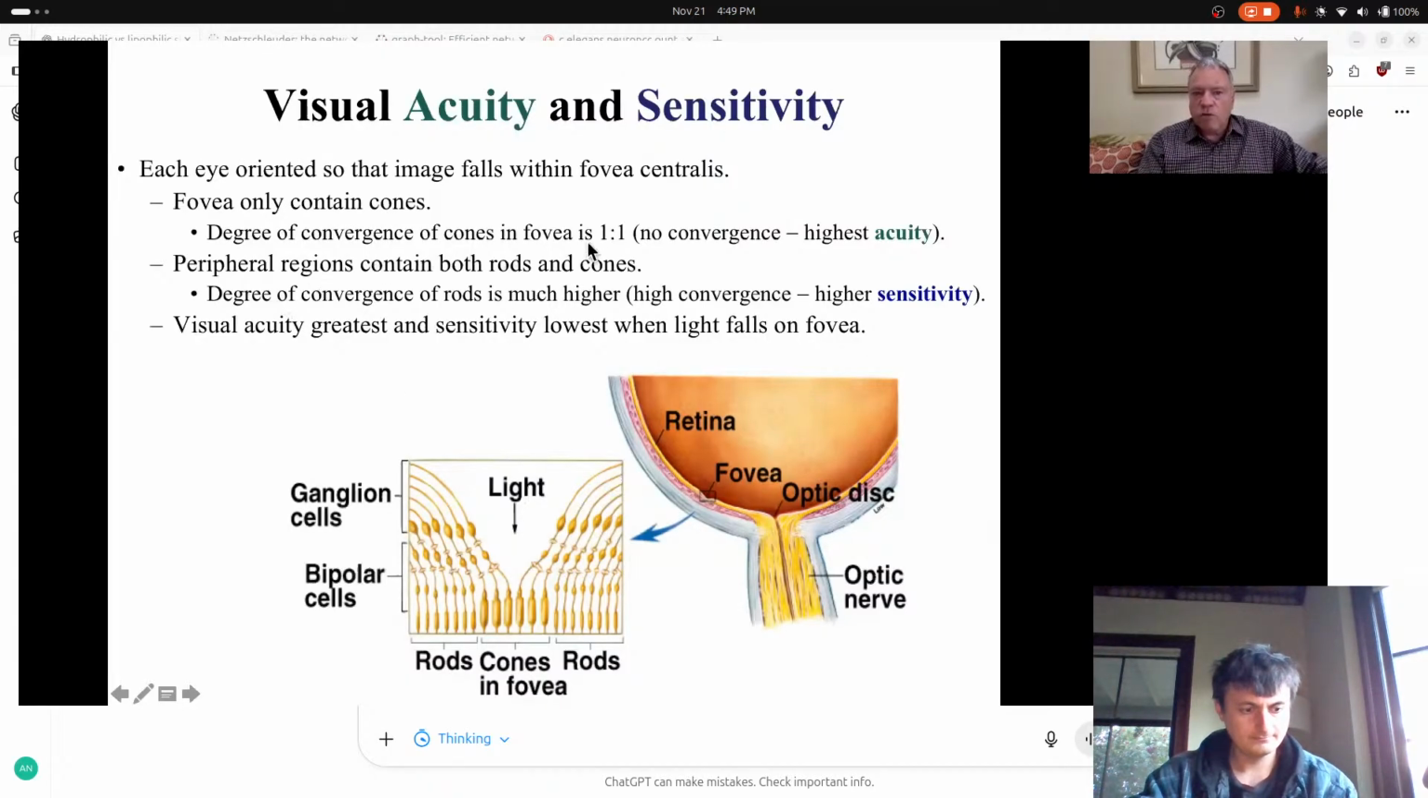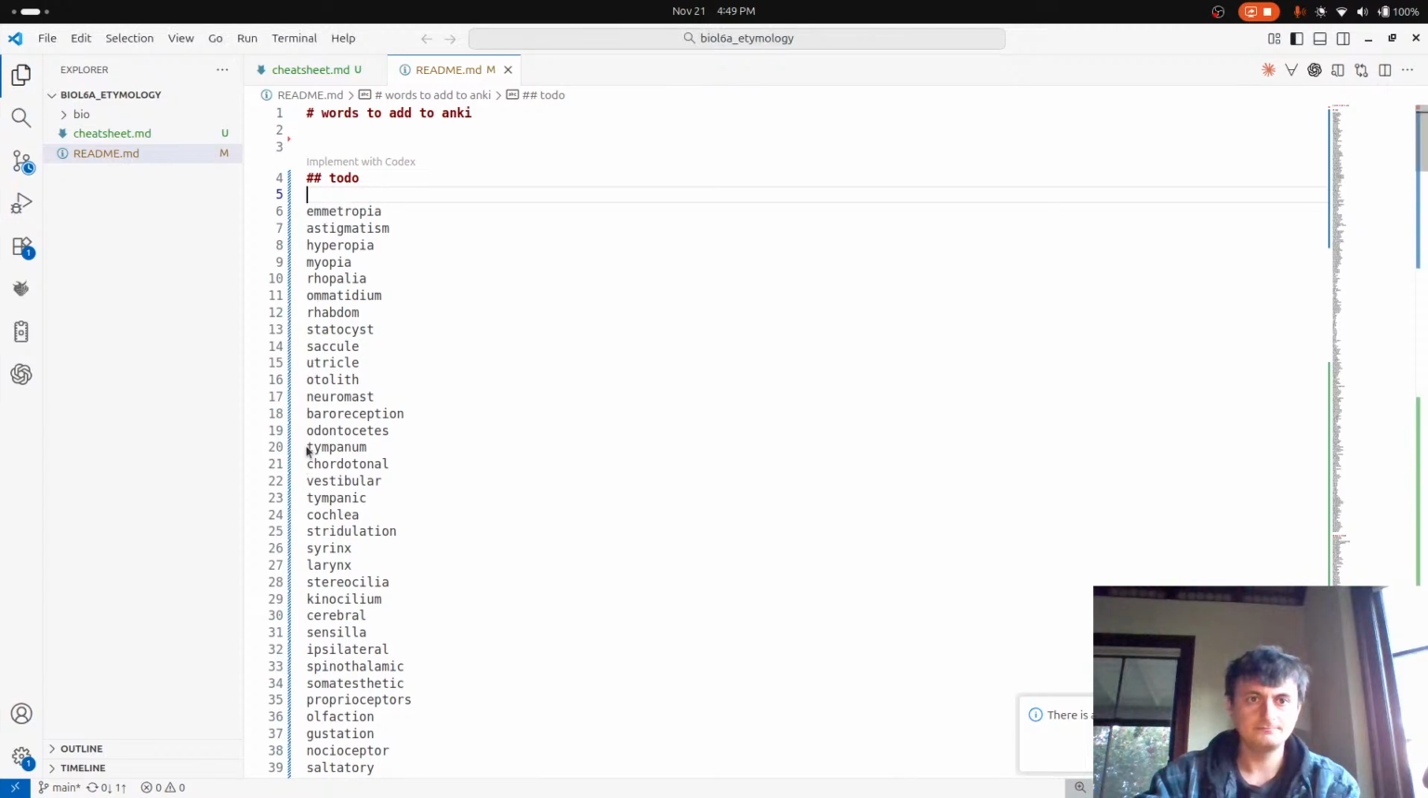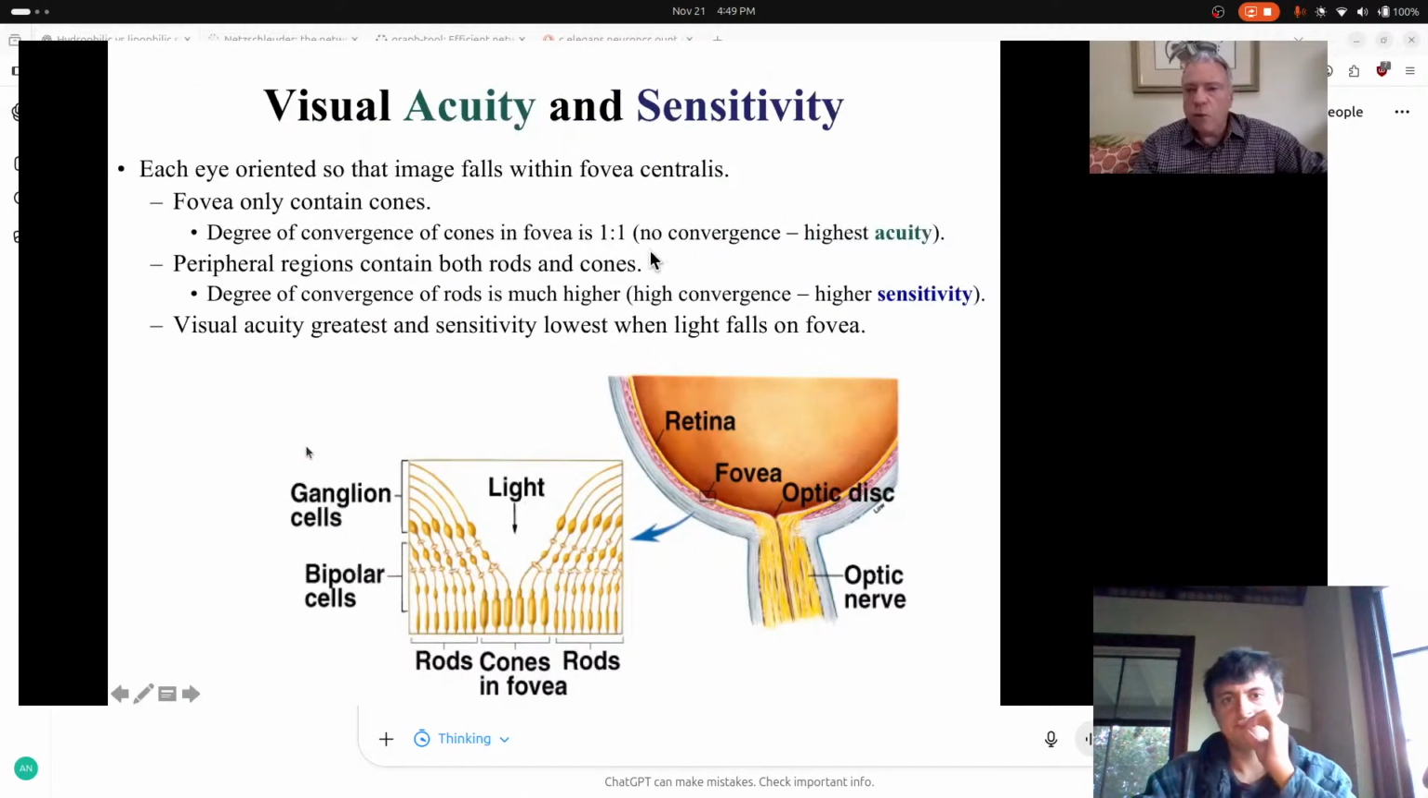Okay, so the degree of convergence of the cones is actually 1 to 1 to 1. So one cone to one bipolar cell to one ganglion cell. So no convergence, you have the highest acuity. So when you want to look at the precision detail, you look straight at it, so that the light's hitting right there in the center of your eye, in that fovea.